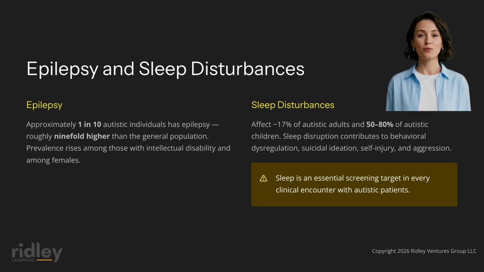Sleep disturbances are also critically important. They affect roughly 17% of autistic adults and up to 50 to 80% of autistic children. The primary care review by Westby and Coburn-Pierce highlights both the prevalence of sleep disturbances and their disproportionate contribution to behavioral dysregulation, suicidal ideation, self-injury, and aggression. These connections make sleep an essential screening target in every clinical encounter with autistic patients.